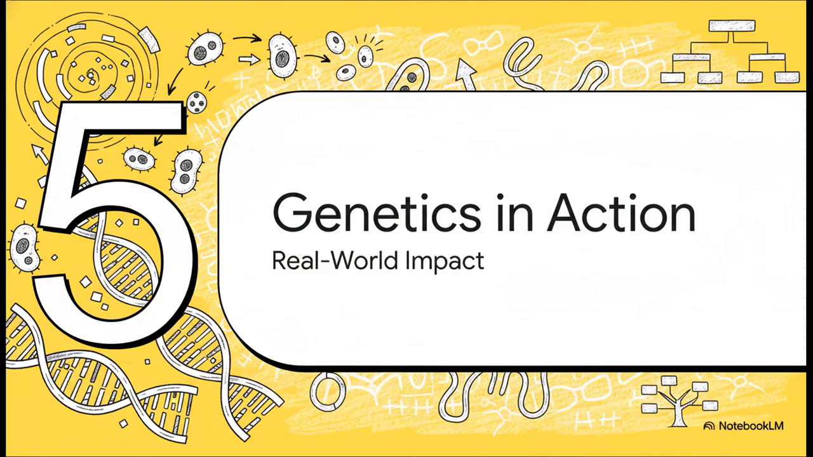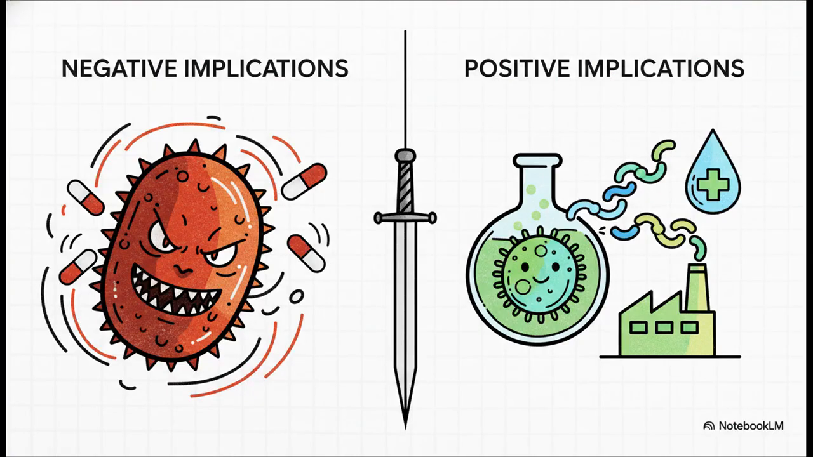Okay, so we've got blueprint editing through mutation, and we've got blueprint sharing through horizontal gene transfer. So what? Why is this so critically important for us to understand? Well, these mechanisms are the very engine of microbial evolution. They are behind one of our biggest public health challenges, the shockingly fast spread of antibiotic resistance, where a single resistance gene can just sweep through a whole hospital.